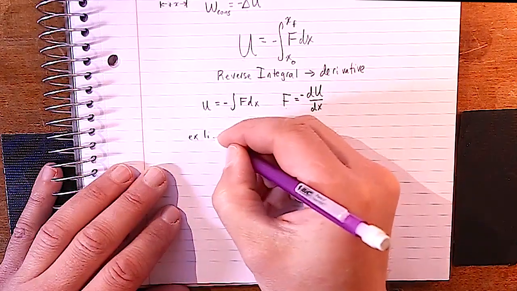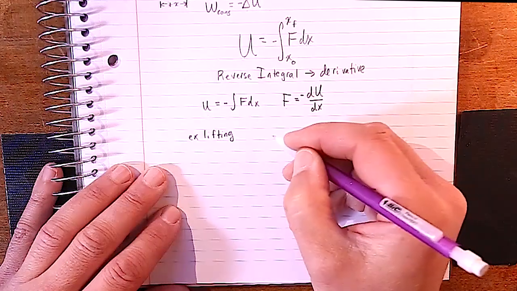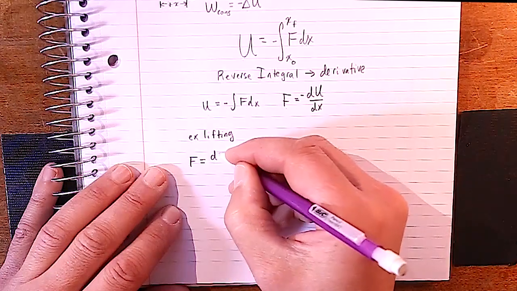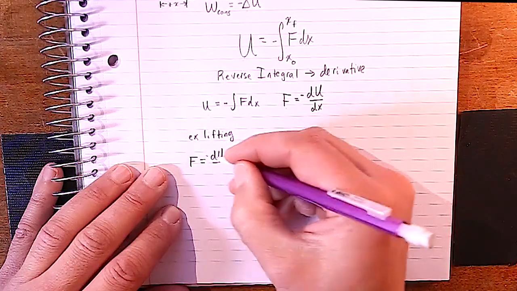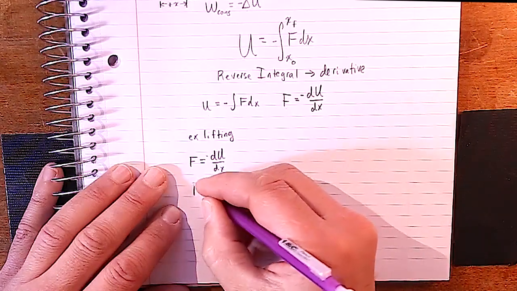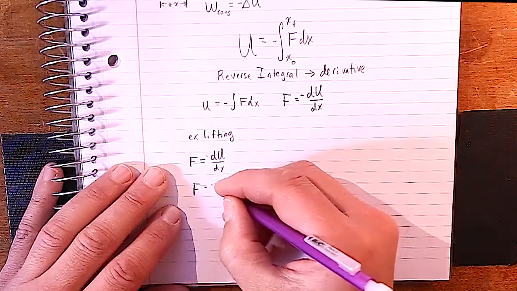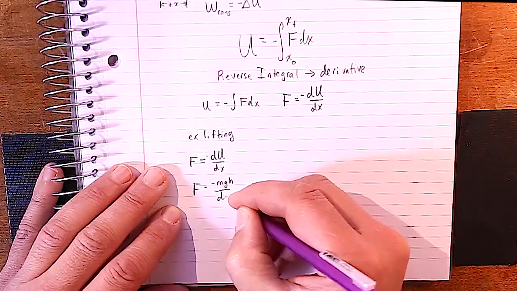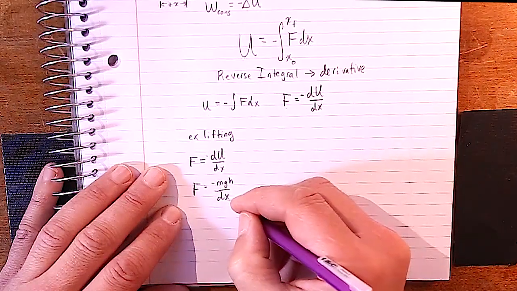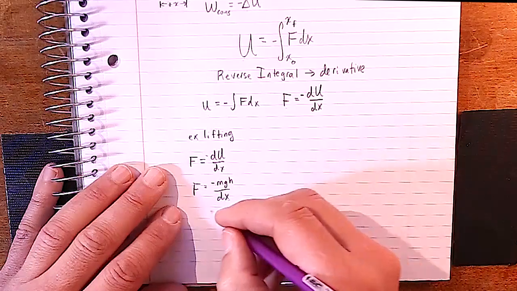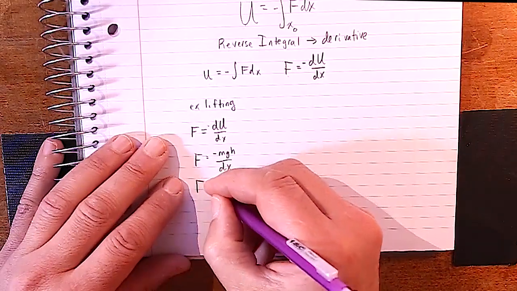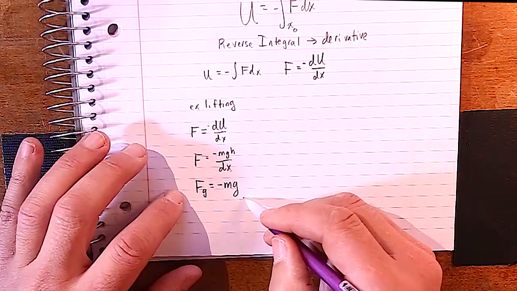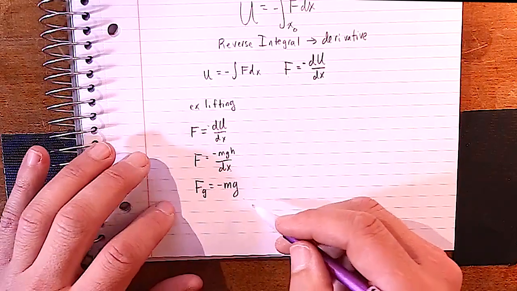Our example would be for gravity lifting an object. So we can find the force by taking the derivative of the potential energy. We say the force is equal to negative d(mgh) over dx, which in this case would be dh. And then we take our derivative, and what does our force become? Our force of gravity becomes negative mg. And that makes sense because the force of gravity is acting down.